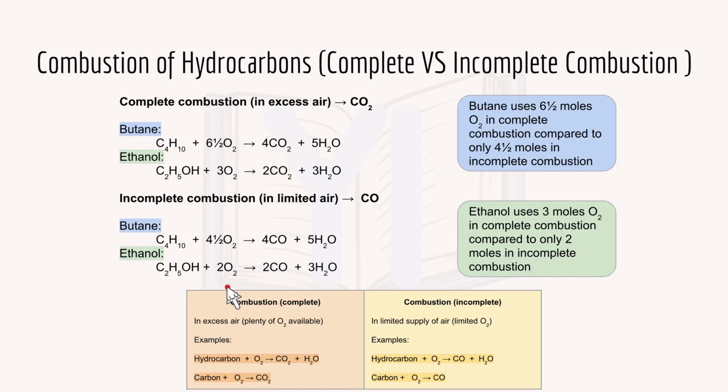So we'll move on now to more complete and incomplete. You can see in excess air and in limited air, you can have a read for the equations. Complete combustion happens in excess air where plenty of oxygen is available. And incomplete combustion is in limited supply of air where there's limited oxygen.